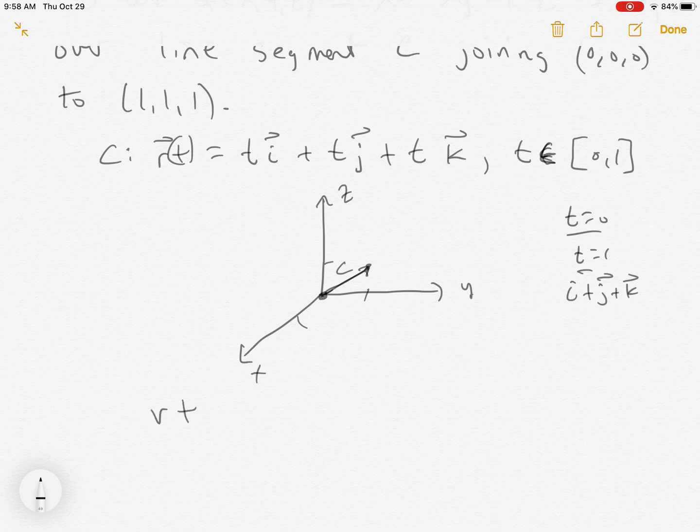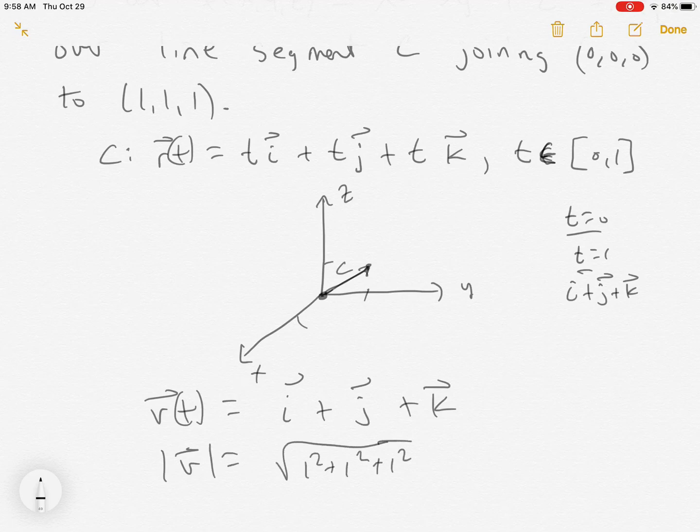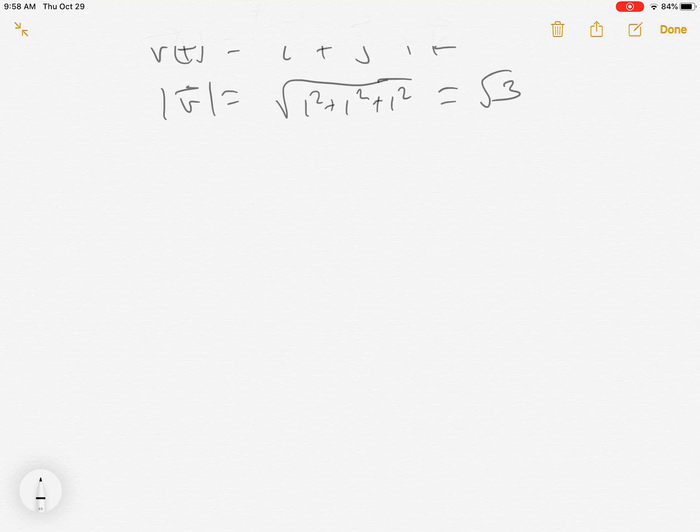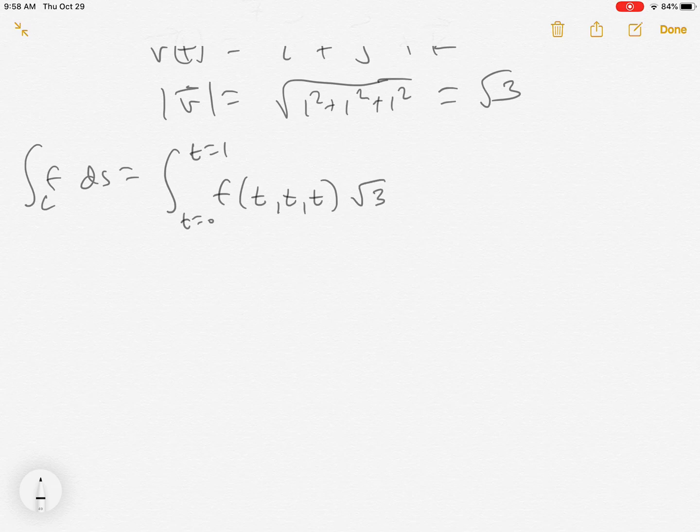We also need V, which is i plus j plus k. We also need the norm of V, which is the square root of 1 squared plus 1 squared plus 1 squared, which is root 3. And now I think we're ready to set up our integral. So the integral of f ds is the integral, where t goes from 0 to 1, of f of g, h, and k times the norm of v dt.